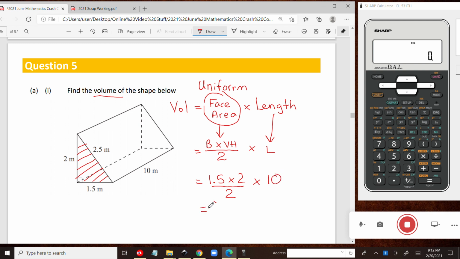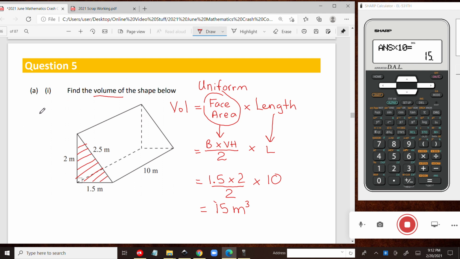So let's go to our calculator, and it's 1.5 multiplied by 2. I'm going to press equal, divided by 2, and then multiply it by 10. And we will get 15. It's that simple. It's 15, and it's meters cubed. So that's the general formula to find the volume of a uniform shape.